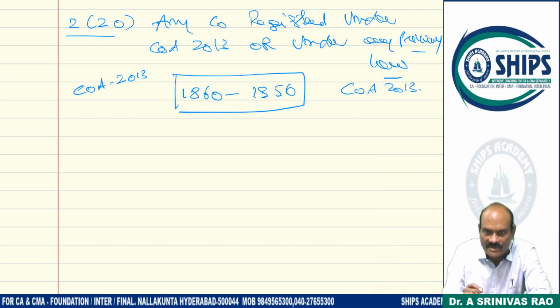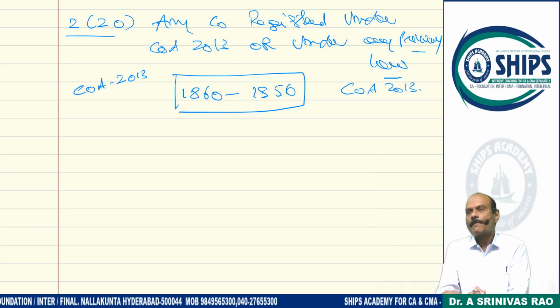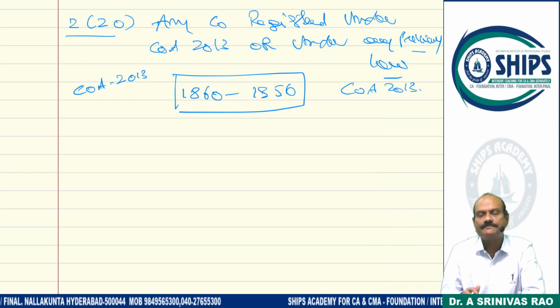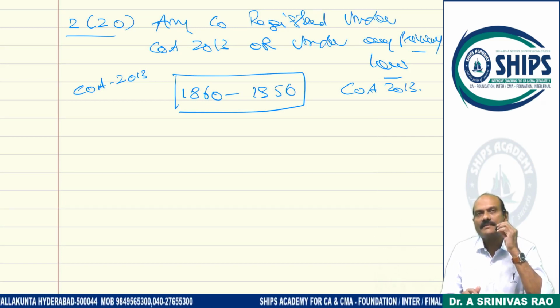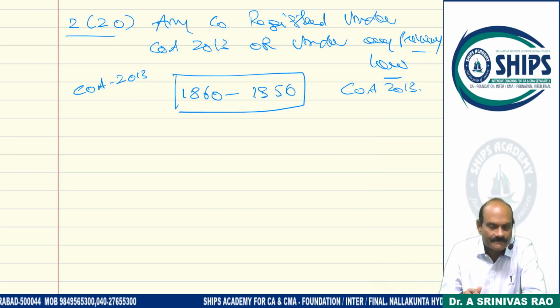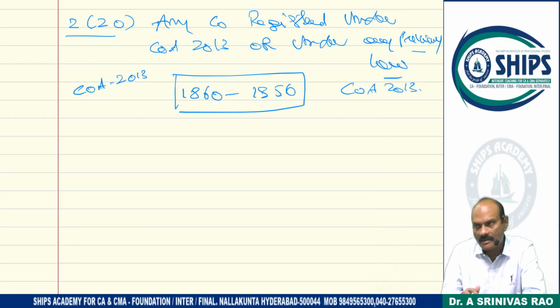Write one by one. First one, voluntary association. Second, separate legal entity. Important concept this is. Separate legal entity. Third, limited liability.